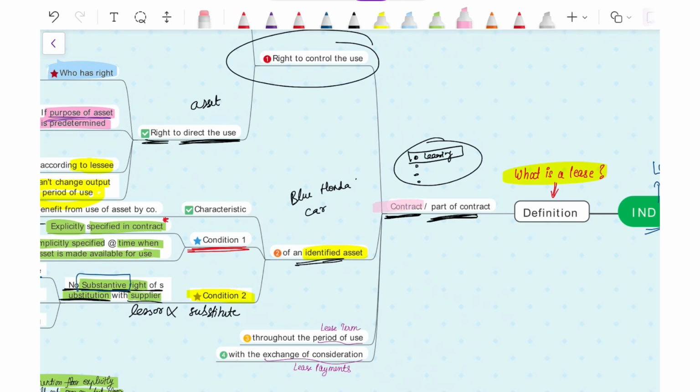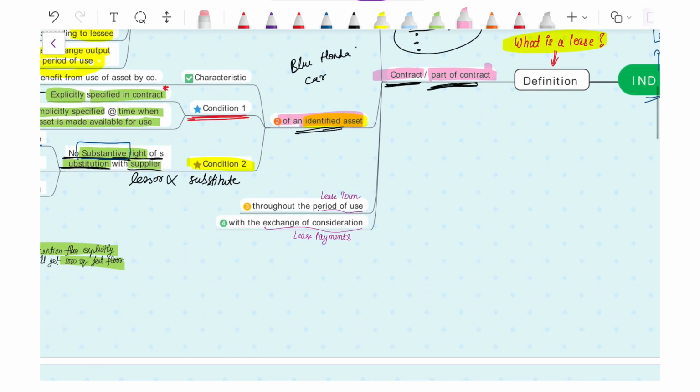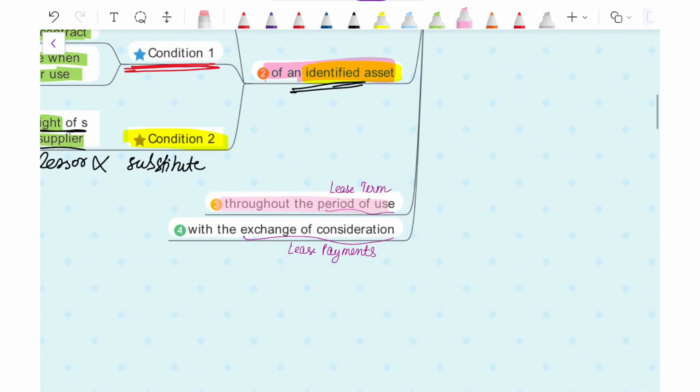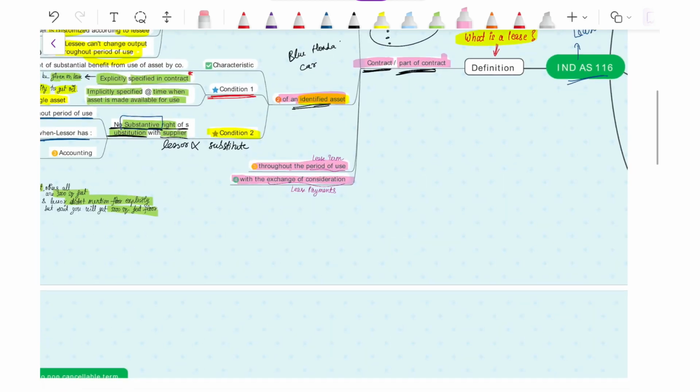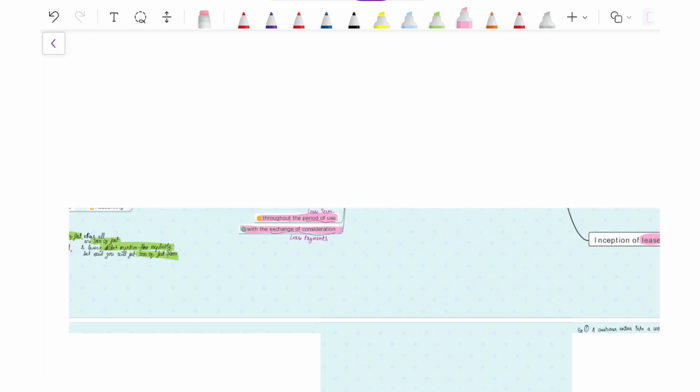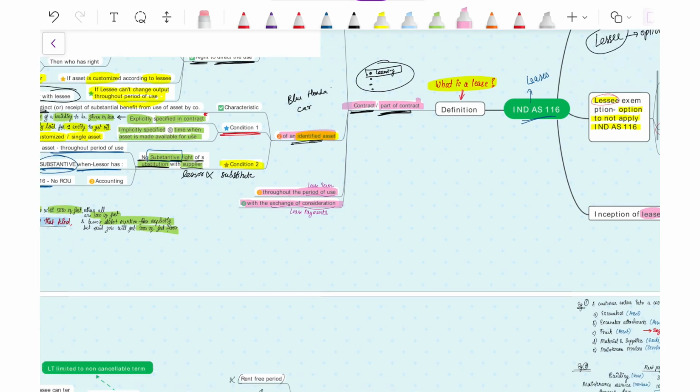A lease is a contract, or a part of a contract, where the lessee has a right to control the use of an identified asset throughout the period of use. That means throughout the lease term, the lessee should have such a right, in exchange for a consideration, where the lessee is paying some lease payments. So that was all about what a lease means.